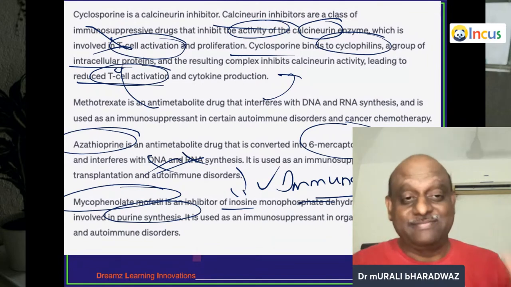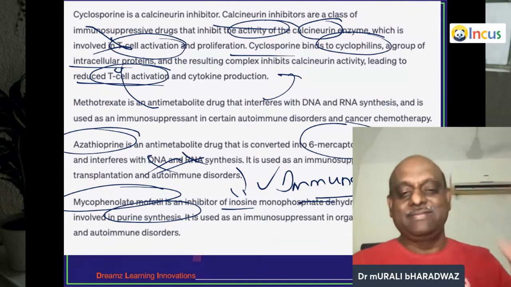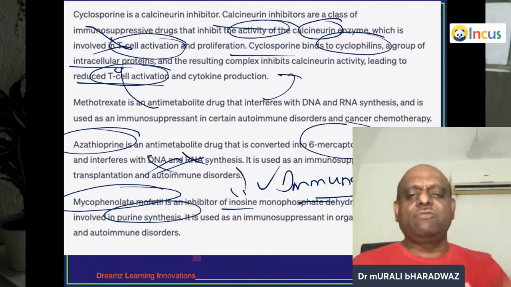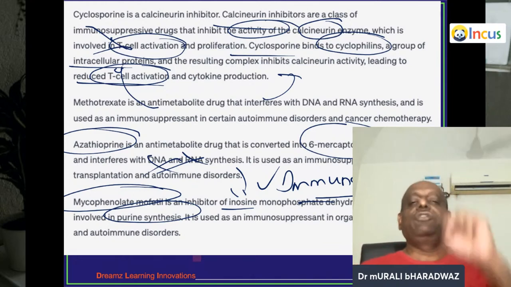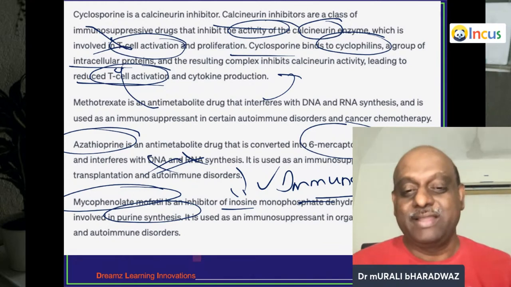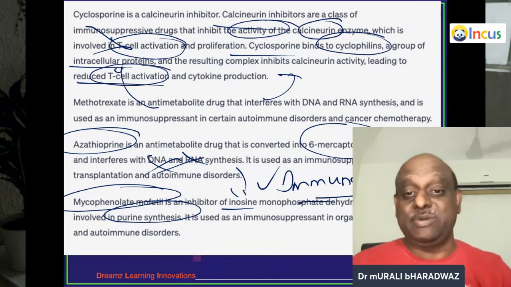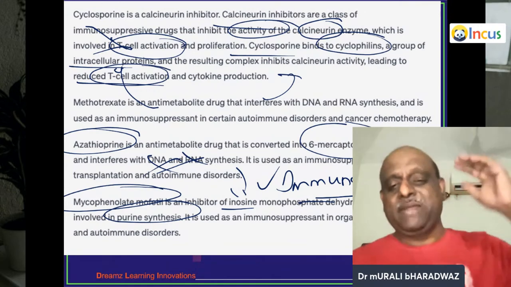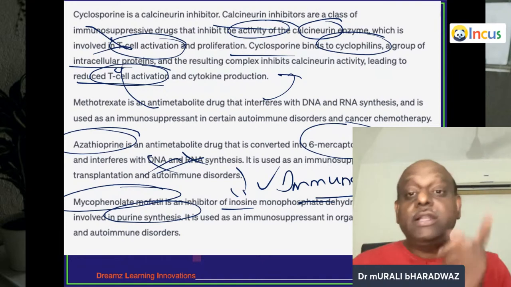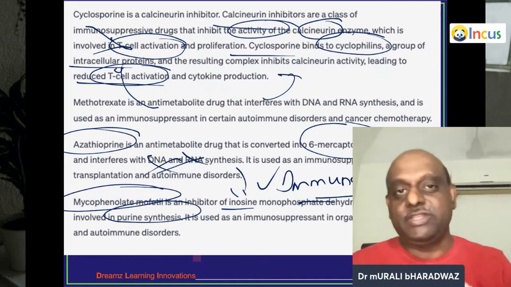Bhagawan raksha kare. God save the queen. Willpower, doctor, why can't I do it? If you think, then you can do. And you have Dr. Murali Bharadwaj, your classmate, roommate, table mate, bench mate, to give you company until you get the seat. I'm there with you.